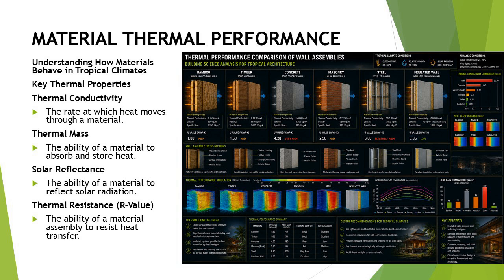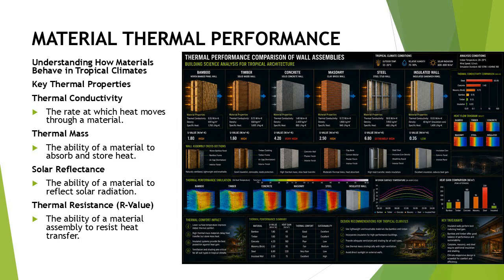Every material interacts differently with solar radiation. Every material stores, transfers, and releases heat differently. Understanding these differences is one of the most important competencies in climate responsive architecture. Let us examine several critical thermal properties. The first is thermal conductivity. Thermal conductivity measures how quickly heat moves through a material.